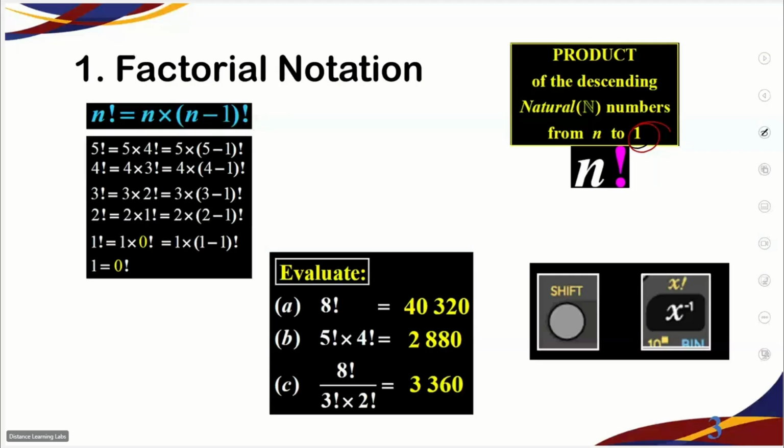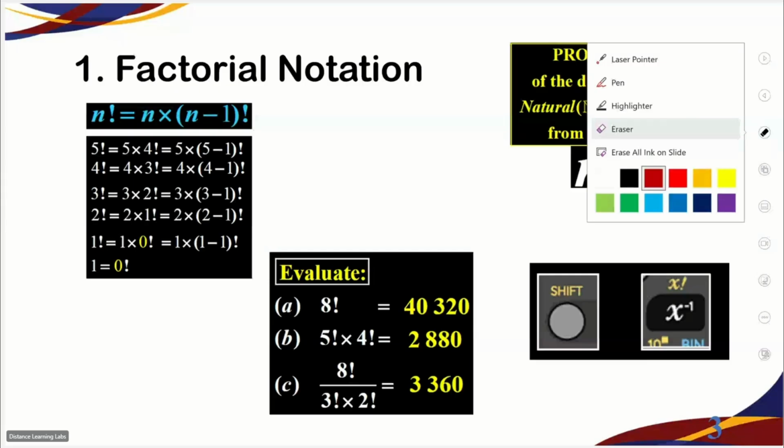Now, for it to be referred to as a factorial, it has to be the product of descending natural numbers that descend from n until they get to 1. If they did not get to 1, then it cannot be referred to as a factorial. Now let's check the examples that involve factorial and the ones that do not.